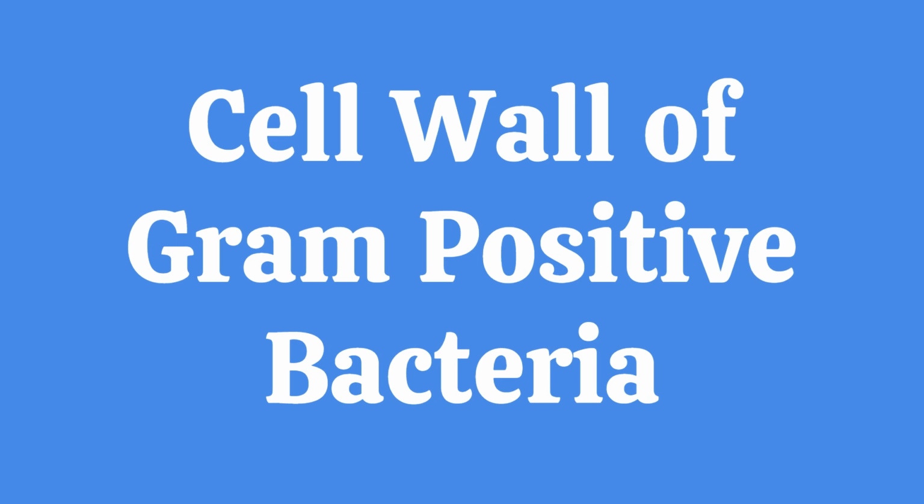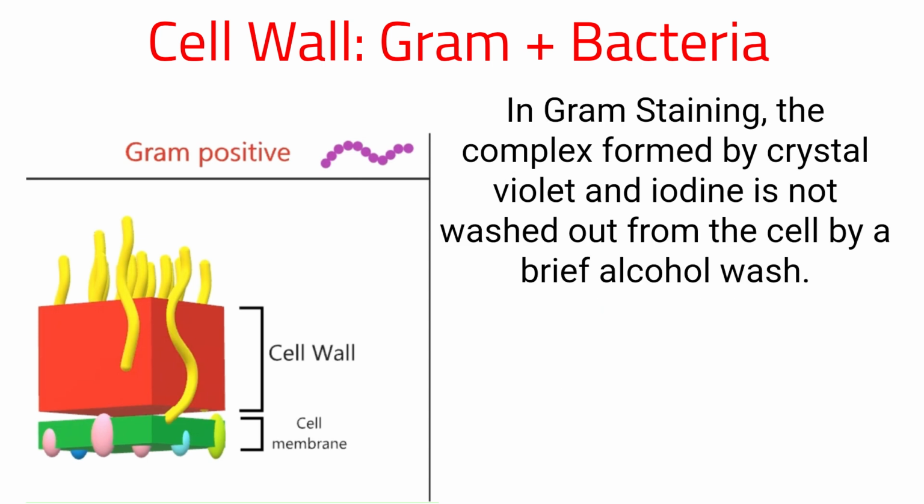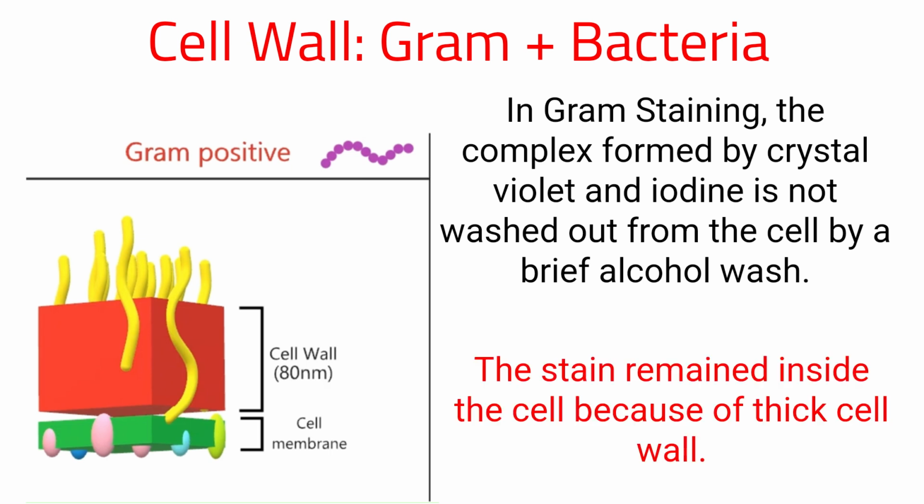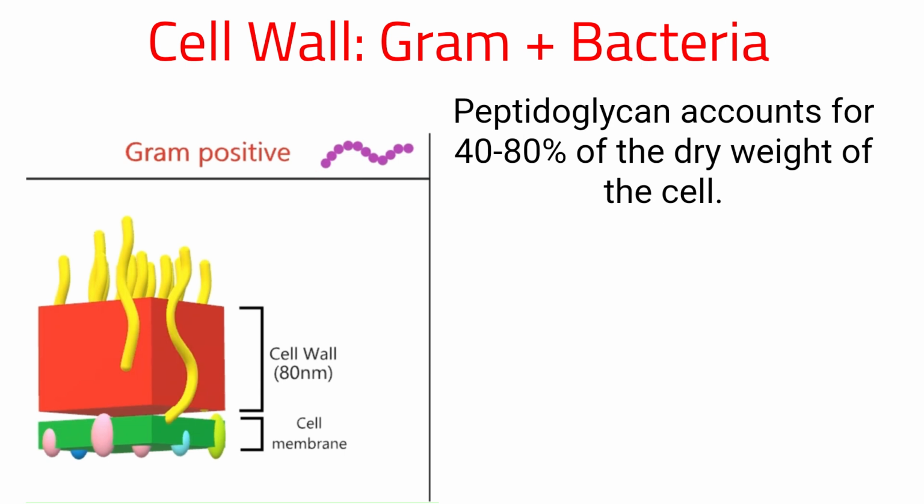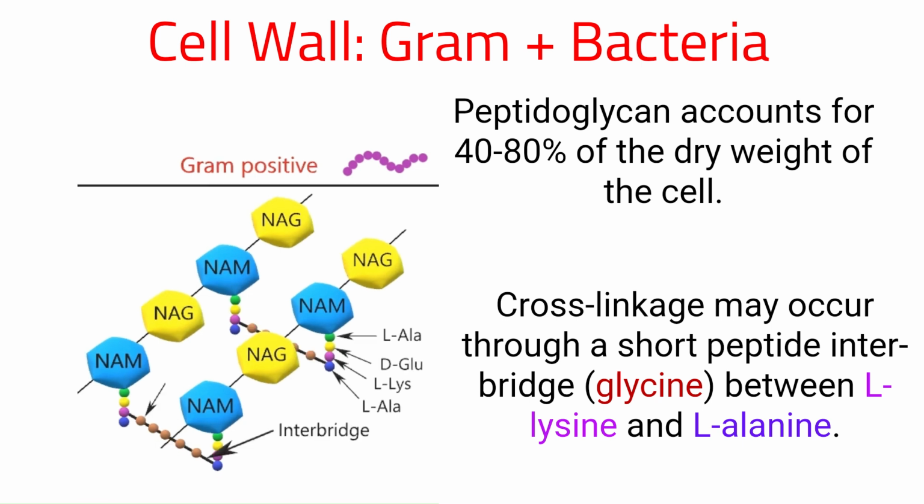The cell wall of Gram-positive bacteria is generally thick, about 80 nanometer, and contains around 30 layers of peptidoglycan stacked on top of each other. Because of its thickness, the complex formed by crystal violet and iodine is not washed out from the cell by a brief alcohol wash. The cell appears purple or blue under the microscope after the Gram staining is performed. Peptidoglycan accounts for 40 to 80% of the dry weight of the cell. In Gram-positive bacteria, cross-linkage may occur through a short peptide interbridge, with the types and numbers of the amino acids in the interbridge varying from species to species.